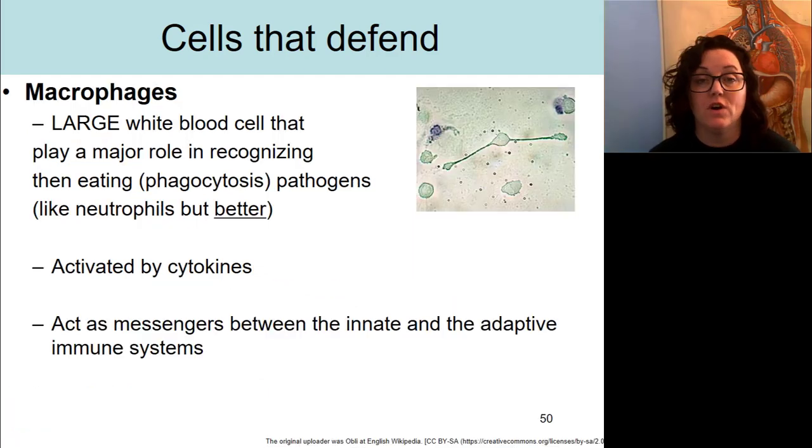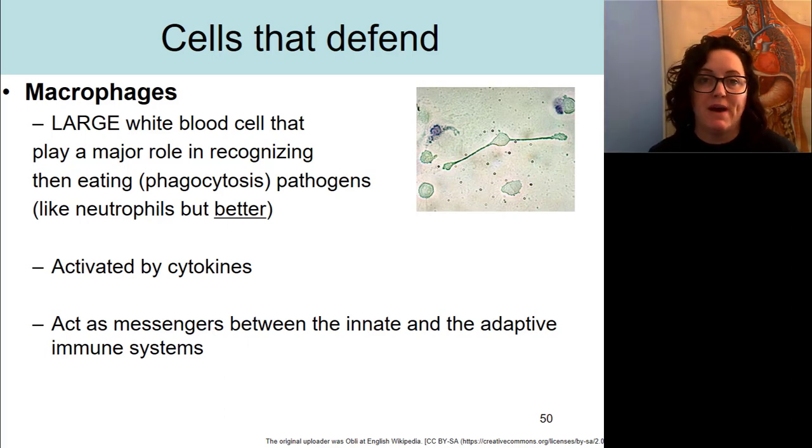Macrophages, like neutrophils, are also a type of white blood cell. And like a neutrophil, the macrophage is also capable of recognizing pathogens and then phagocytosing them. But macrophages are much better at this than neutrophils. So macrophages are our main non-specific cell that we use for phagocytosis purposes.